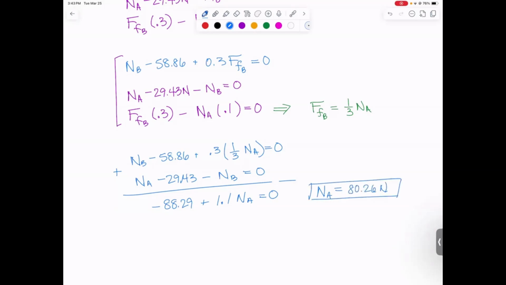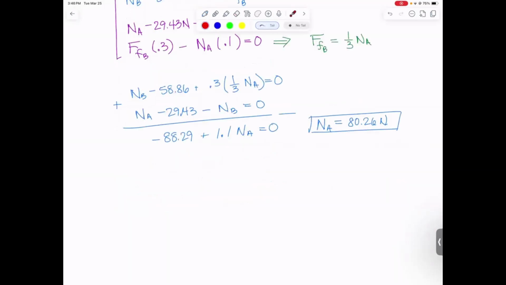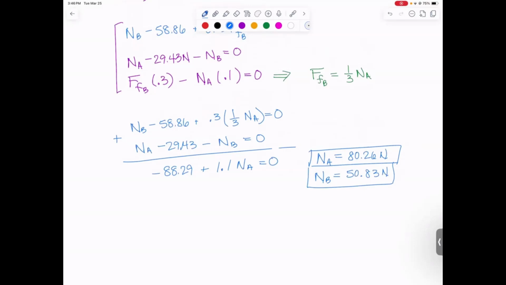Now that we have an answer, this is a back substitution problem. If we just plug it right into the equation we just had, either one of these 2 equations, I will get NB. And NB comes out to be 50.8 newtons. Next, backing up to the previous equation, if I plug NA in right here, I will get the force of friction at B. Doing that, you get force of friction at B is 26.75 newtons.